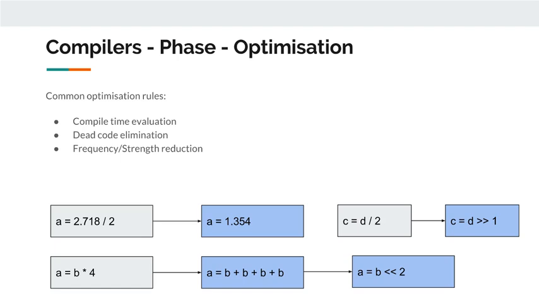So instead of waiting, embedding this instruction and asking the CPU to execute it, what you will do during the compilation is evaluate this expression from the representation of integer or floating point, do the division at compile time, and then just say A equals 1.3.5.4. I omitted some of the precision, of course, but you get the idea.